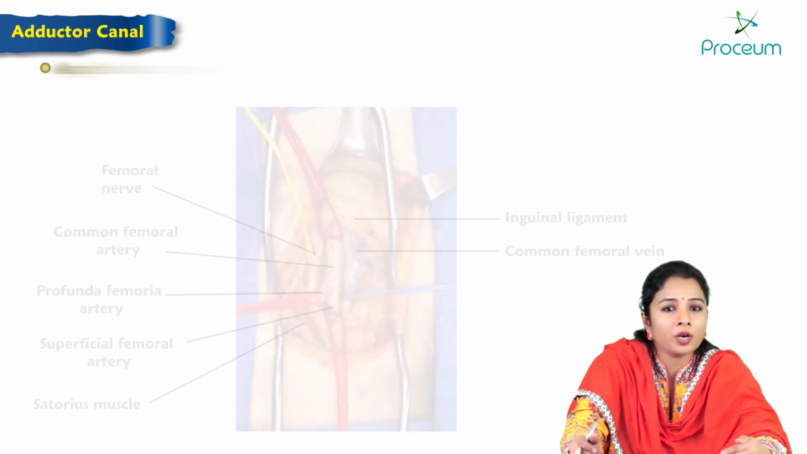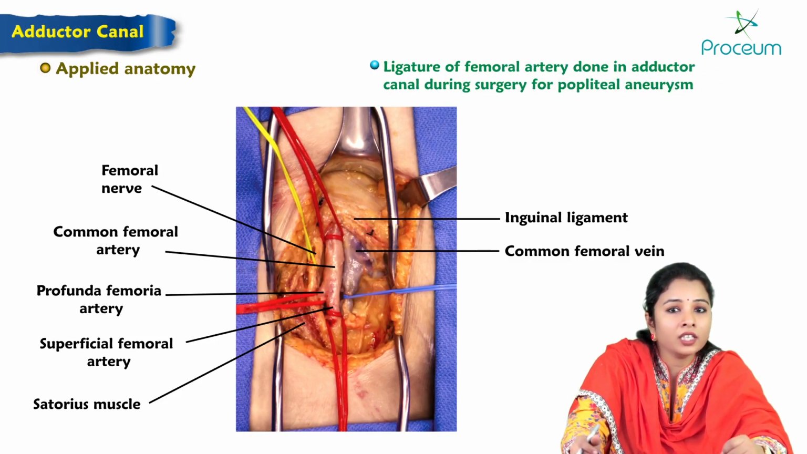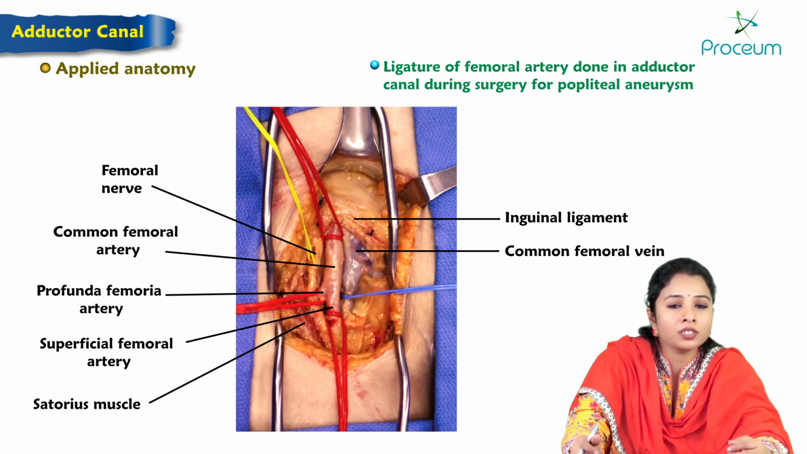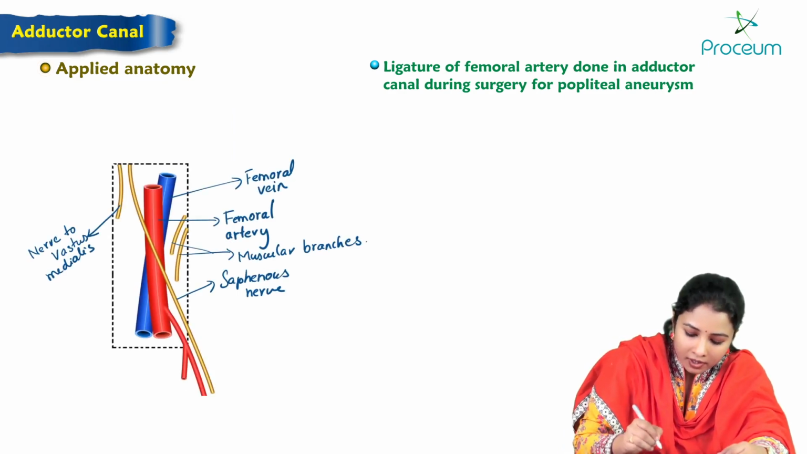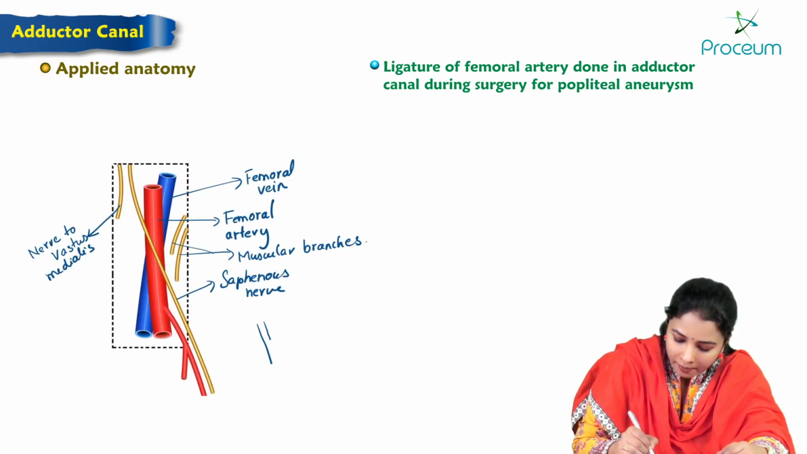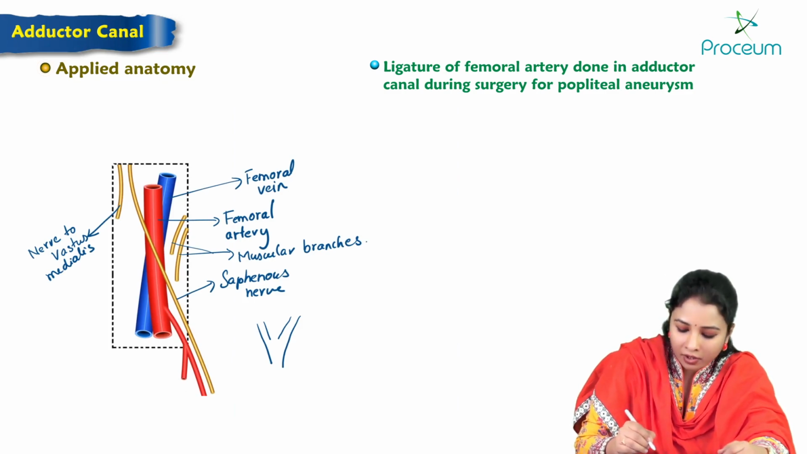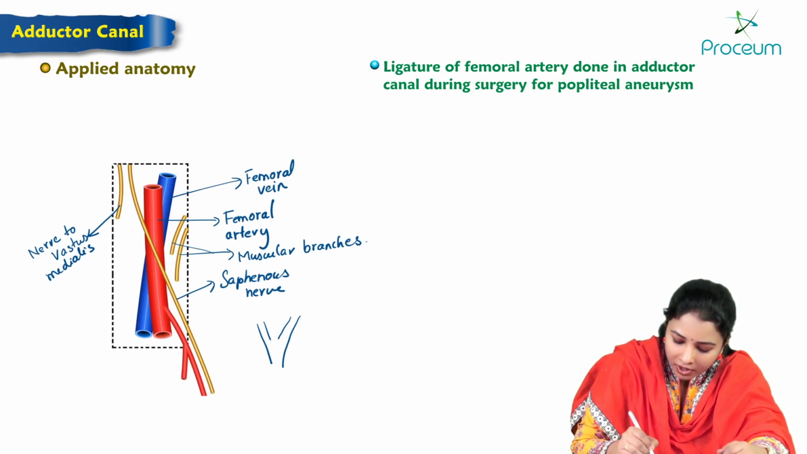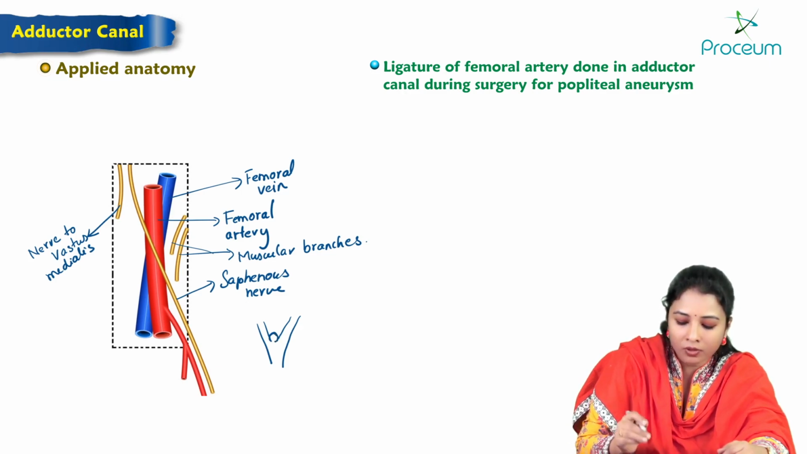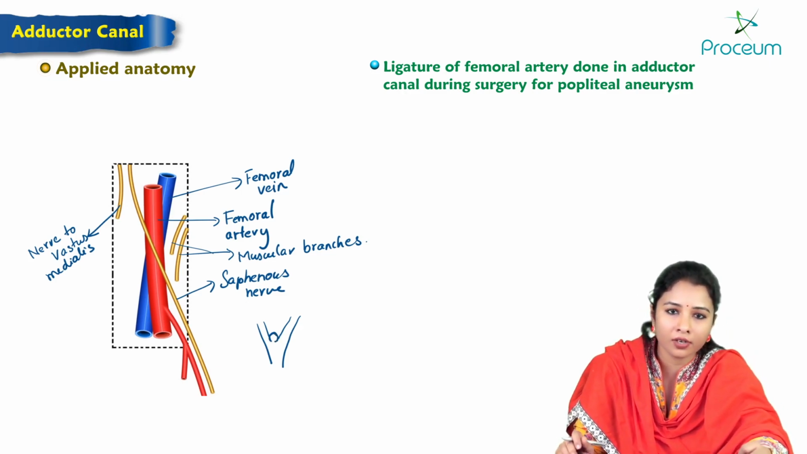Moving on to the applied aspect: ligation of the femoral artery is done in the adductor canal during the surgery of popliteal aneurysm. So what is an aneurysm? When an artery is branching, usually at the site of the branching, if there is a weakening of the wall of the blood vessel, forming a balloon-like outpouching, it is called an aneurysm.